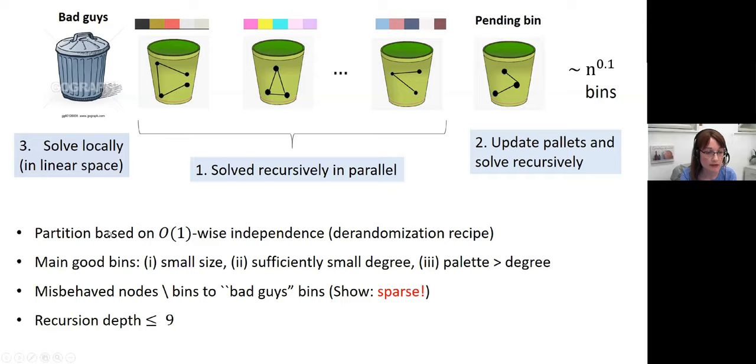And note that it still falls within this graph sparsification setting because we do sparsify the graph. By partitioning the nodes into separate bins, we forget about all edges between nodes in different bins. We only look at edges between nodes in the same bin, and this is the sparsification effect. So all the edges of nodes that fall in separate bins are eliminated, and this is the sparsification that we get.